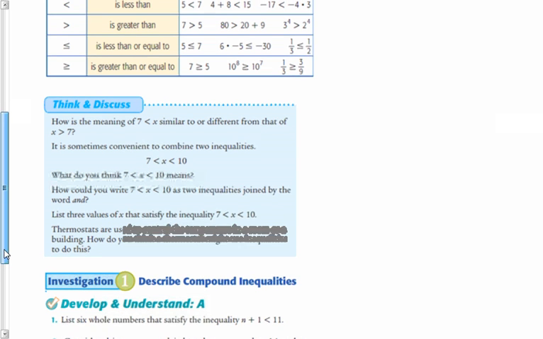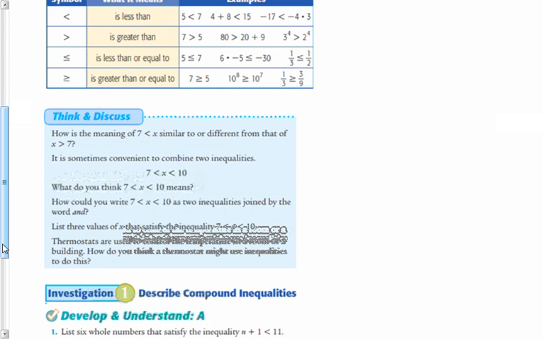Okay? First thing I want you to think about is this think and discuss here. Look, check out the symbols. Make sure you know which way is greater than, which way is less than. And first thing here says, how is the meaning of 7 is less than x similar to or different from that of 7 is greater than x?